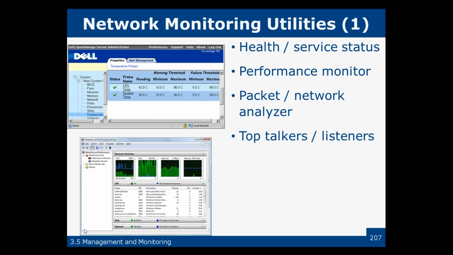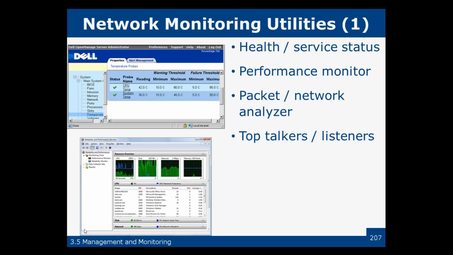Packet network analyzer. We've looked at some of those tools, and these things will tell us the top talkers and the top listeners. The top talkers, who's asking for most of the information, and the top listeners, who's getting most of the information.